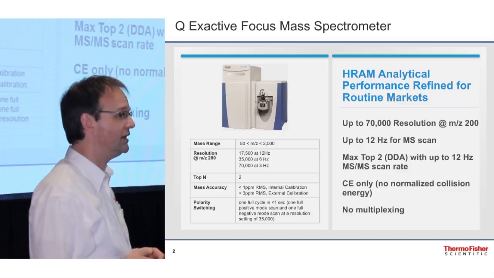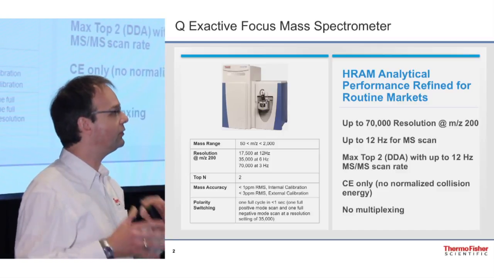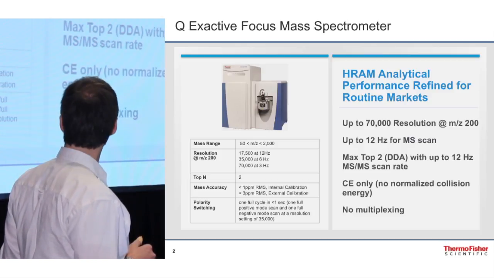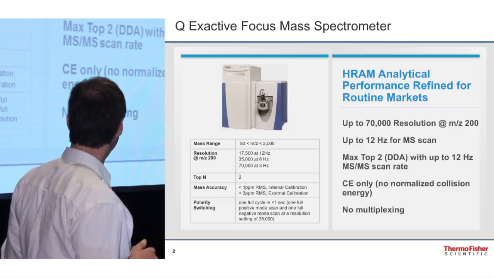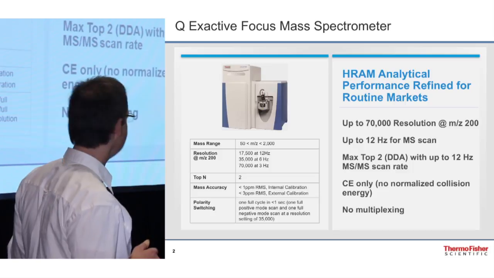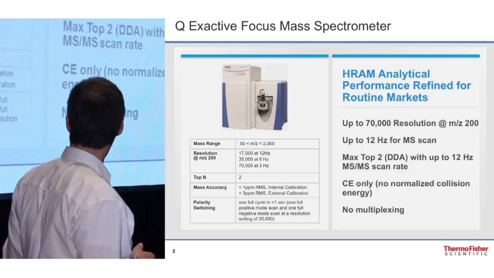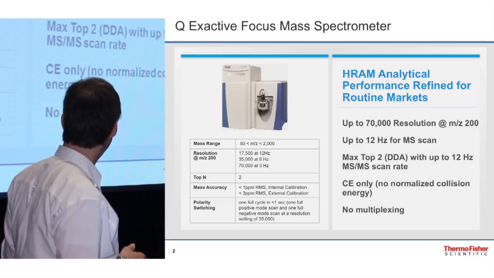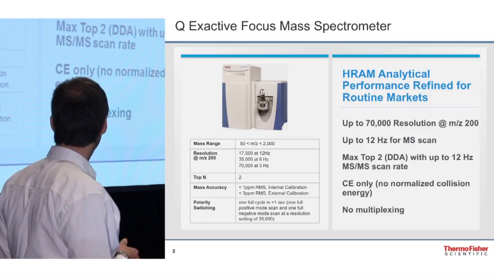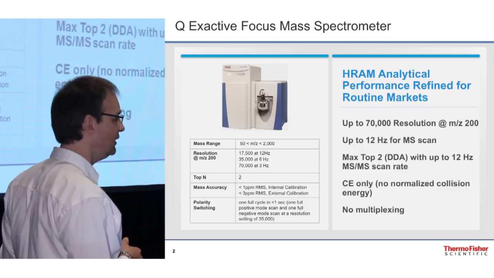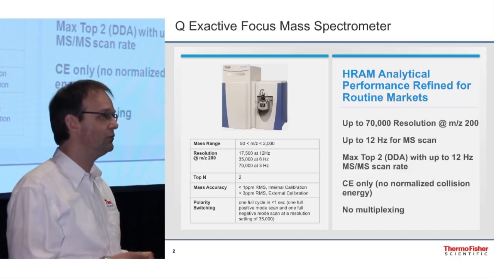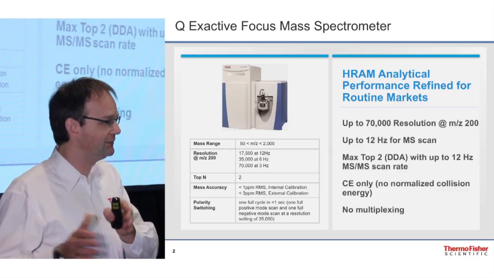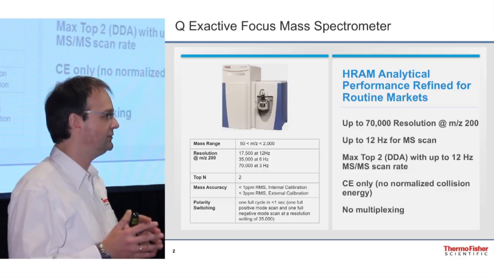So we have a Q Exactive instrument, so a Quadrupole-Orbitrap hybrid with a maximum resolution of 70,000 at m/z 200, full width at half maximum. We have a mass range up to 2,000 m/z. We have the mass accuracy known from Q Exactive instruments, so that's less than 1 ppm with internal calibration, less than 3 ppm with external calibration. We have fast polarity switching, so 1 full cycle, 1 positive spectrum, switching, 1 negative spectrum, and switching back inside less than 1 second at 35,000 resolution.